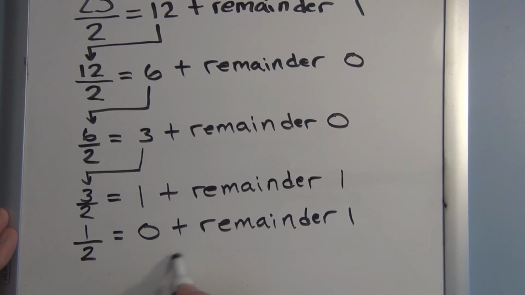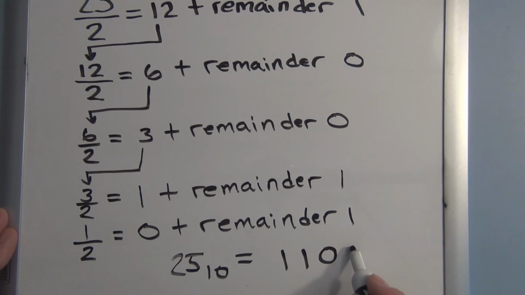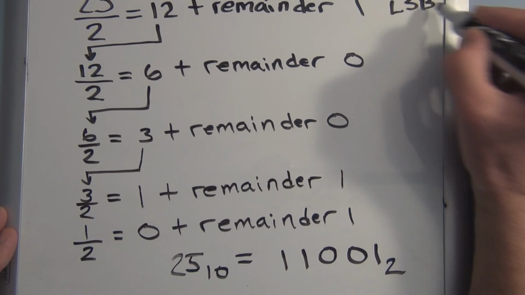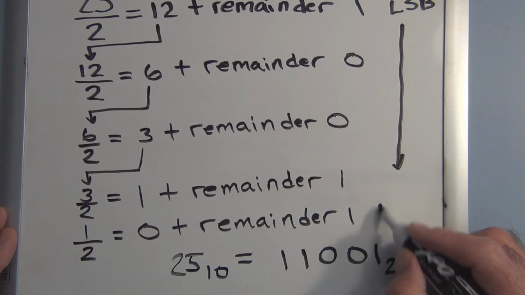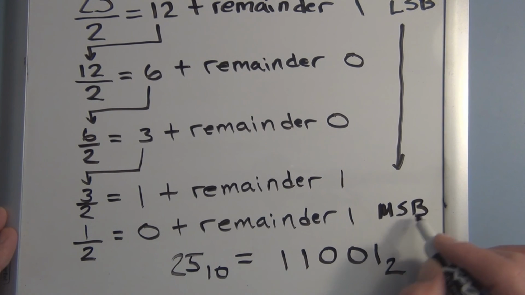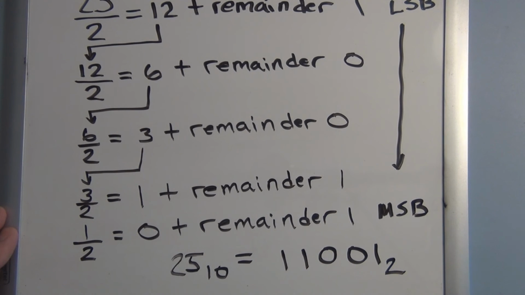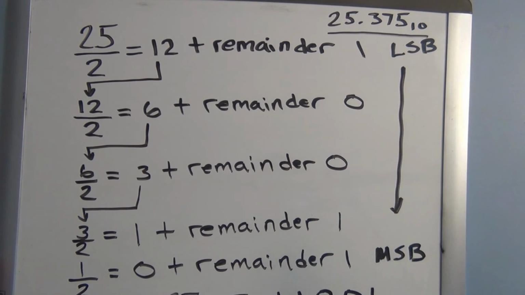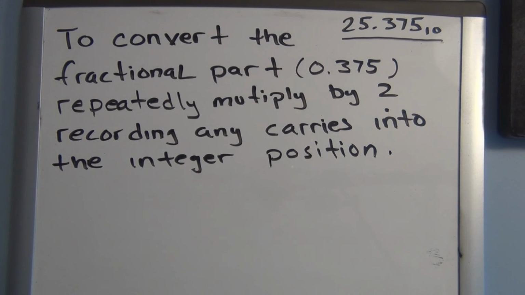So what we end up with is 25 decimal is equivalent to 1, 1, 0, 0, 1 binary. So this is the least significant bit, and we work down here. This is the most significant bit. So we've now converted the integer portion of the decimal number into binary, and now we can tackle the fractional part.